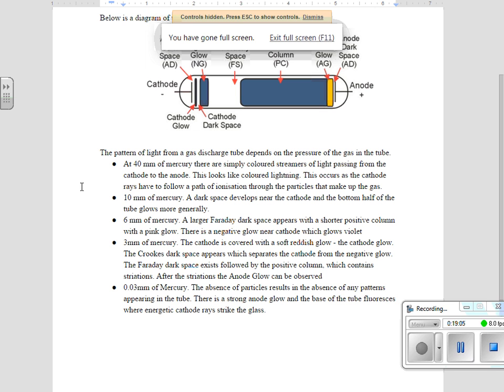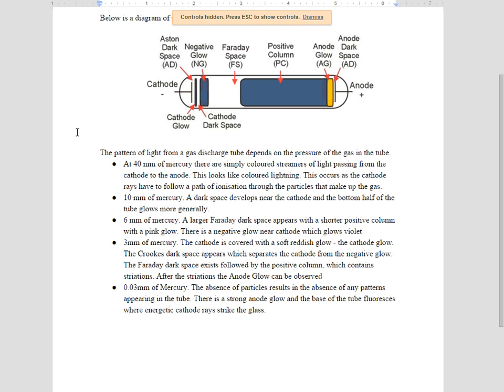Now, first things. Gas discharge tubes were the early ones. We had Geissler tubes, we had the Plucker tubes, we had the gas discharge tubes. They showed us some things. You need to be able to describe these things. When you had about 3 mils of mercury as your pressure, you end up with a pattern similar to this. This is just the standard gas discharge tube where you've mostly evacuated it, you've got a cathode and anode, and you don't have any fancy stuff in between. It's just a straight tube.